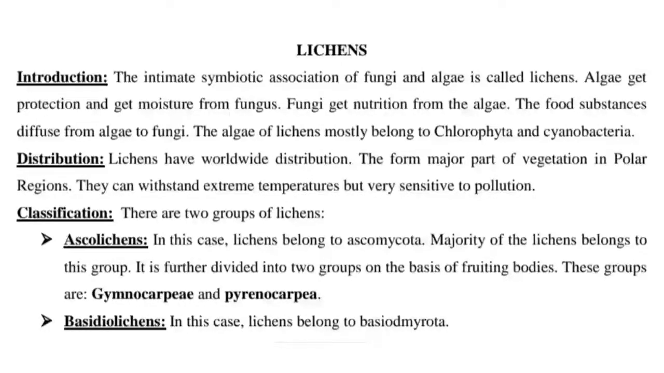Classification. There are two groups of lichens. Ascolichens: in this case, lichens belong to Ascomycota. Majority of the lichens belong to this group. It is further divided into two groups on the basis of fruiting bodies. These groups are Gymnocarpi and Pyrenocarpi. Basidiolichens: in this case, lichens belong to Basidiomycota.